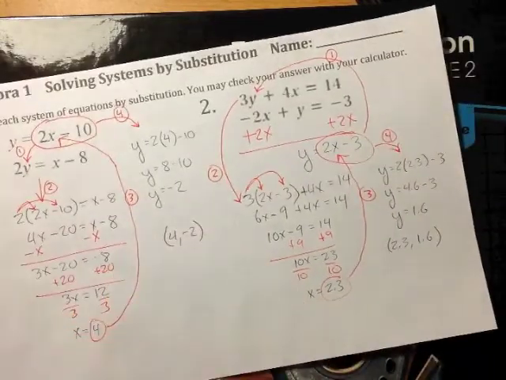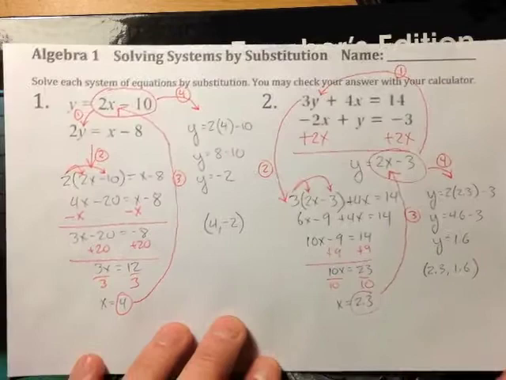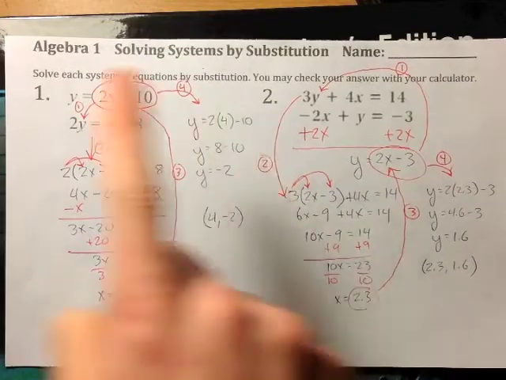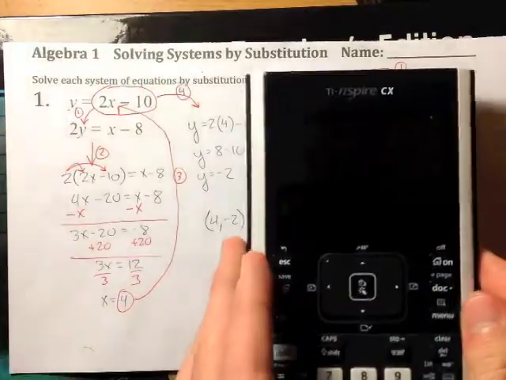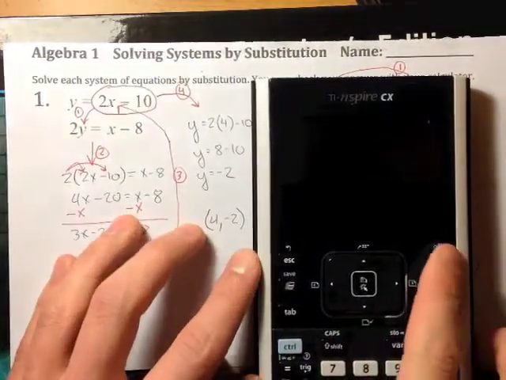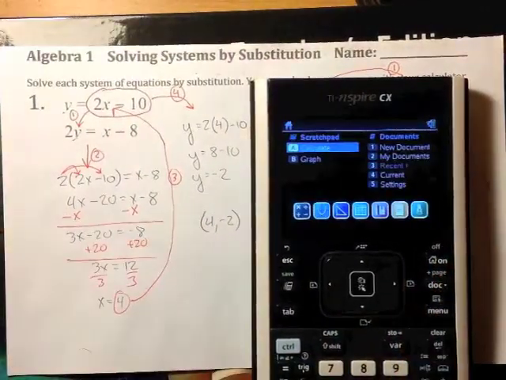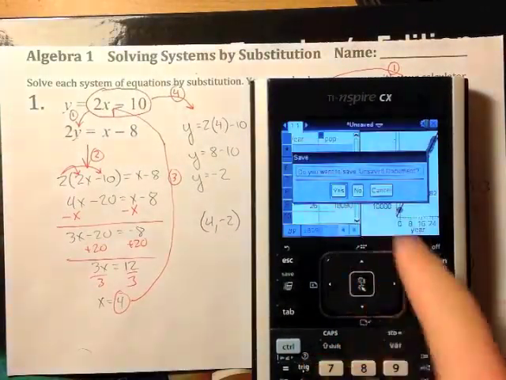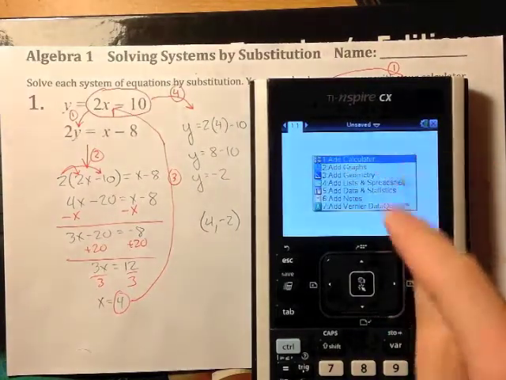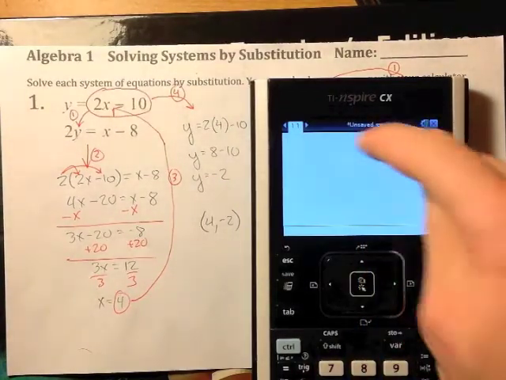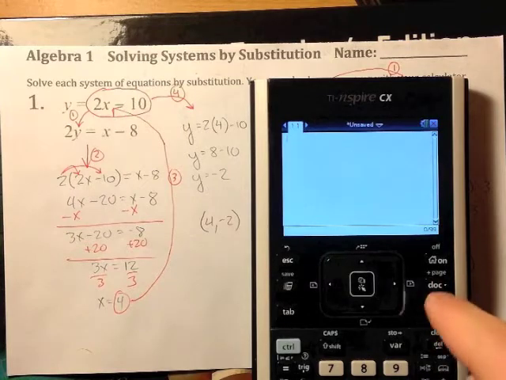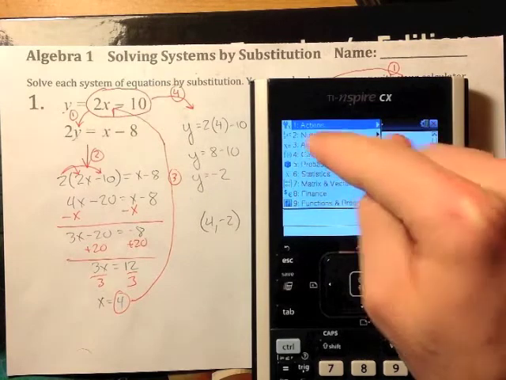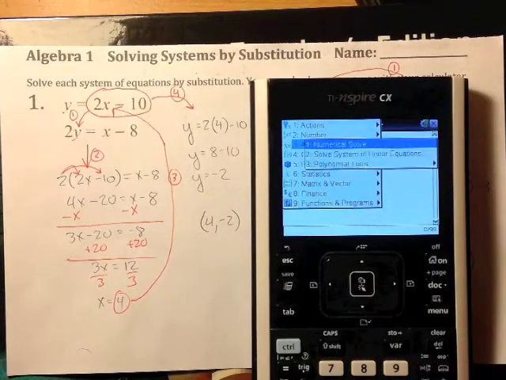Now, I forgot to use the calculator to show you how to do these problems. So let's go back to number 1 real quick. Now, get out your TI Inspire, turn it on, then you're going to go to New Document, don't save. Then we're going to go to Add Calculator, enter, perfect. Now, we're going to go to Menu, go to Algebra, enter.